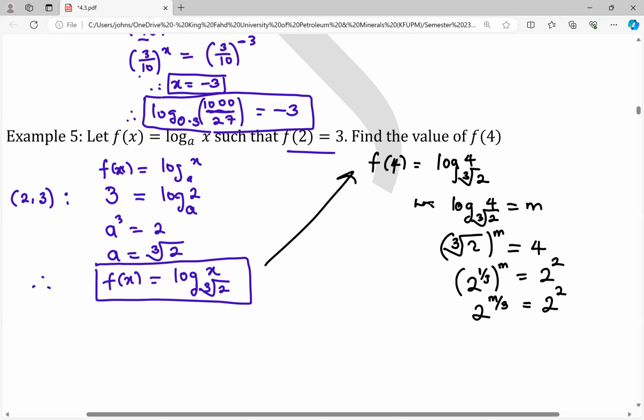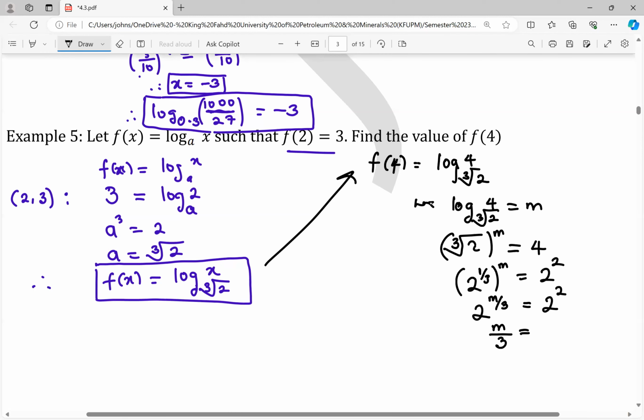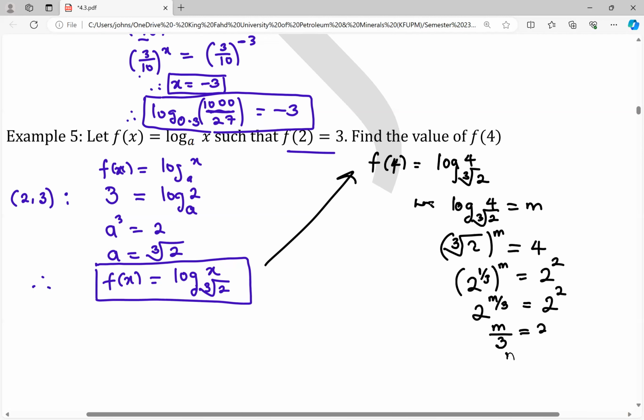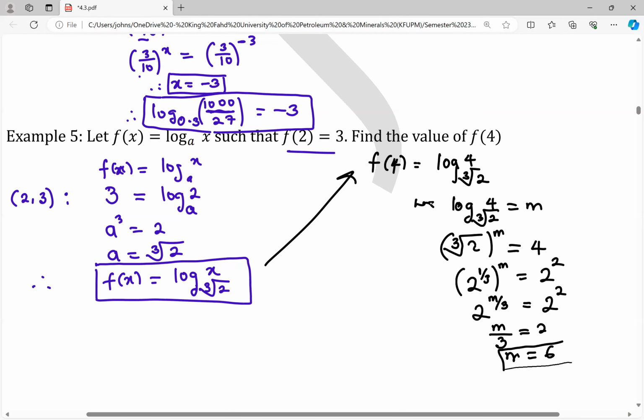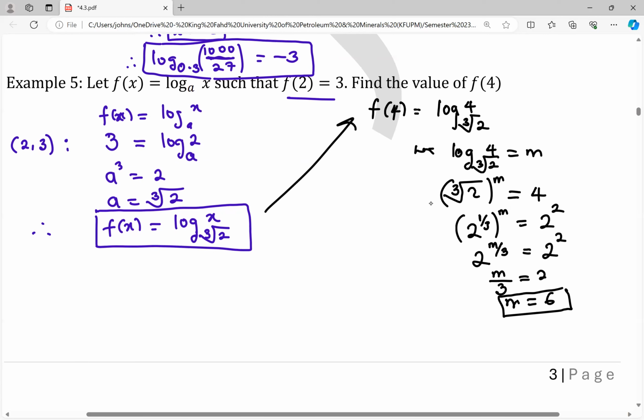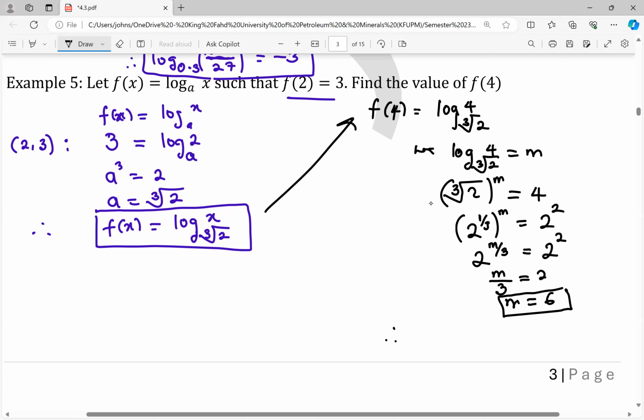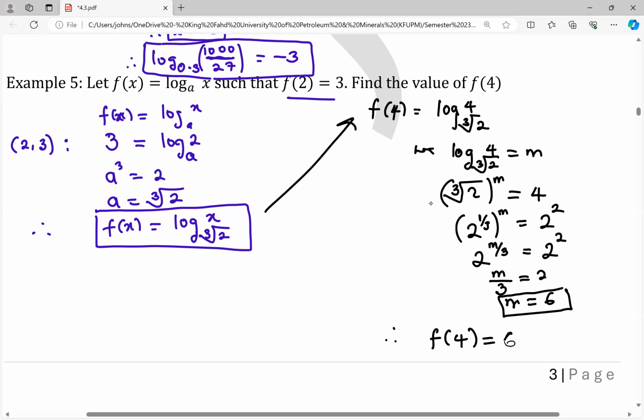So we can drop the base now. So m by 3 equals 2. Therefore, m equals 6. So it means that if you come back here, our solution will be, because m equals 6, we can conclude that f of 4 equals 6.